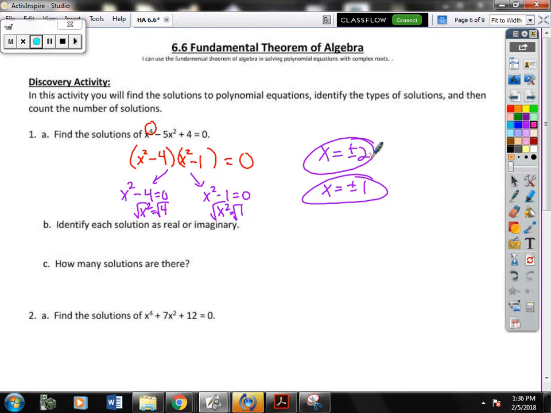Identify each solution as real or imaginary. So our plus or minus 2, real or imaginary? Real. How about this one? How many solutions are there? 4.